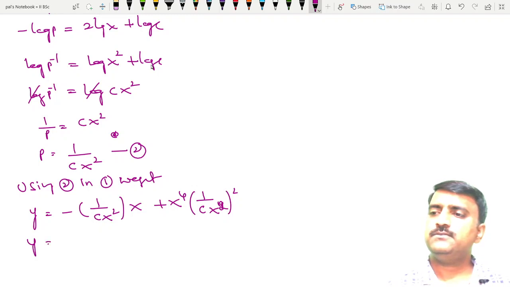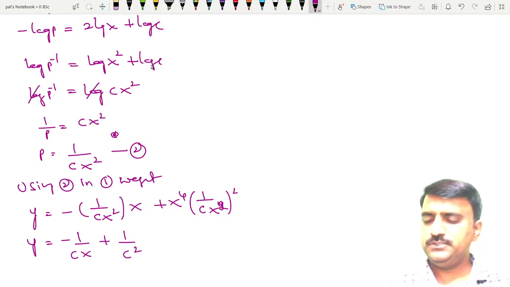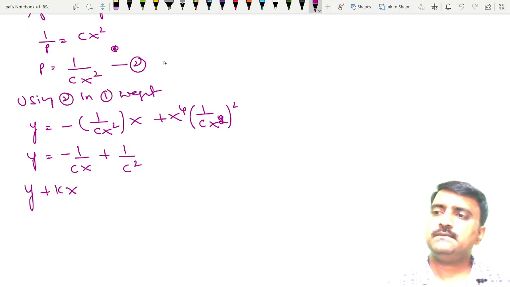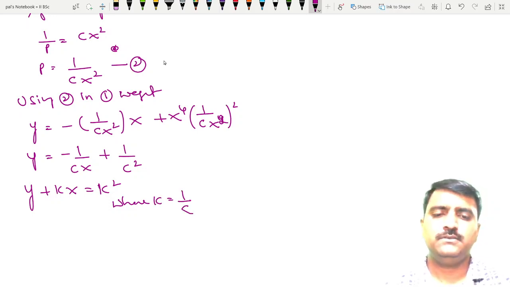Okay, now y is equal to minus 1 by cx, one of the x cancels here. And this x to the power 4 cancels with x to the power 4, remaining here is plus 1 by c square. So that's all, this is the solution. Or you can write this solution as y plus kx is equal to k square, where k is equal to 1 by c.